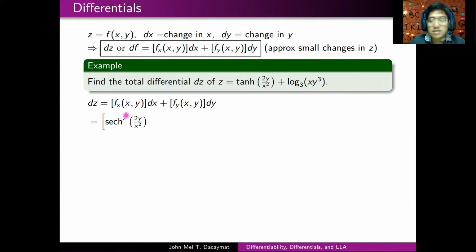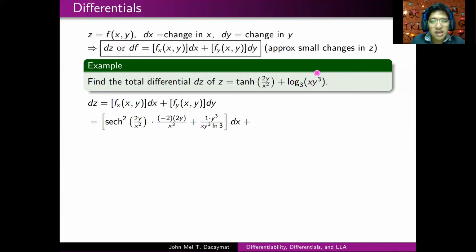So the derivative is sec squared times the derivative of what's inside, for my chain rule. The 2y inside is just a constant coefficient, times the derivative of 1 over x squared, which is negative 2 over x cubed. Then, this log to the base 3 is just 1 over that something times ln 3. Then the derivative of what's inside, xy cubed, with respect to x, that's just y cubed.